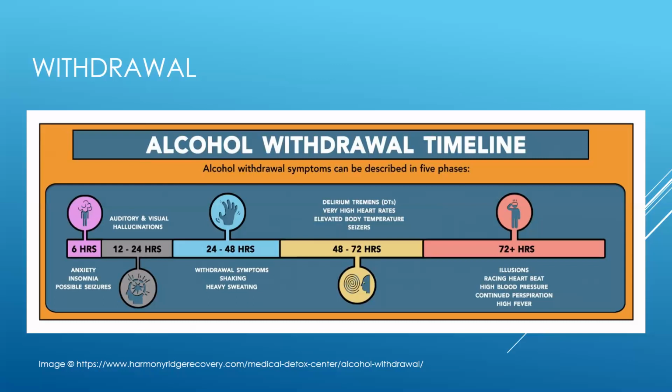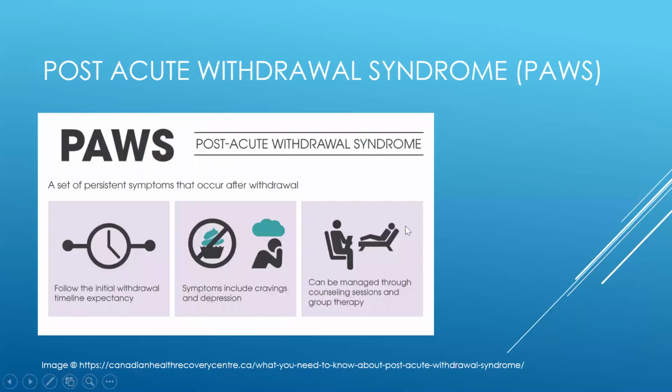So again, very important that alcohol withdrawal symptoms be treated within a safe medical environment. Now, I think this is something that we've talked about in a couple of other trainings that we've done, but there is also something called post-acute withdrawal symptoms, which we often shorten to PAWS. So PAWS is a set of symptoms that actually can occur after withdrawal.